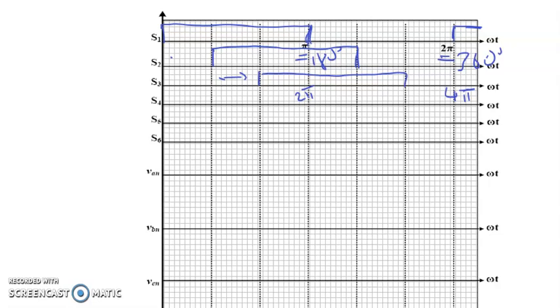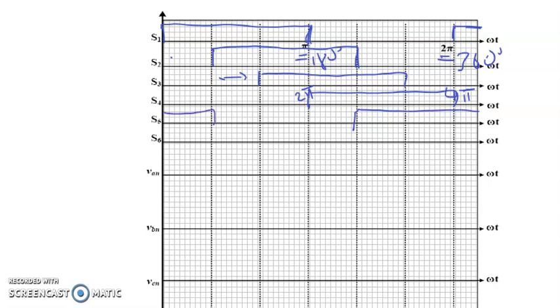So we make 6 blocks: 1, 2, 3, 4, 5, 6 here. So these 6 blocks are our reference. Each block represents 60 degrees. So for S3, it starts here and ends here. S4, S5 here and here, respectively.